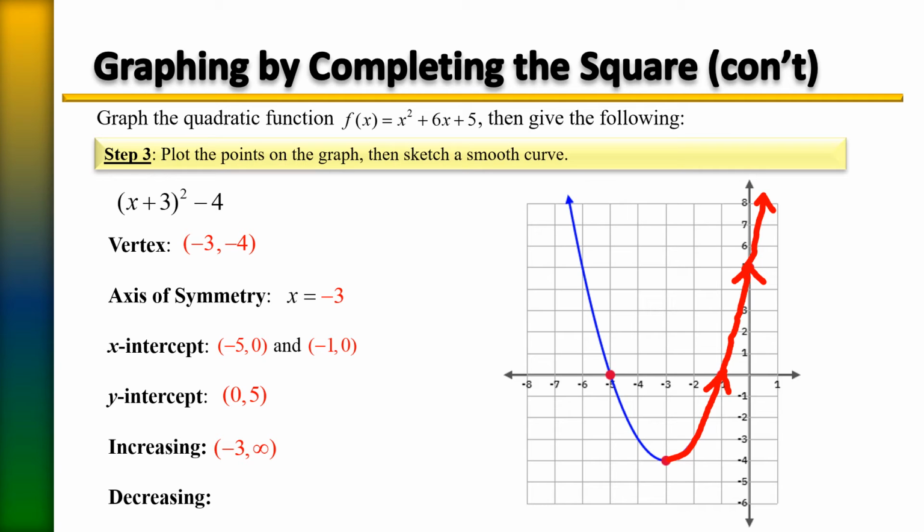How about the intervals in which it's decreasing? If you said from negative infinity to negative 3, then you are correct, because notice that it is moving from left to right there in that downward motion. That's where it makes its descent. And there you have it. I think we found everything there. Graphing a quadratic function using the completing the square method.